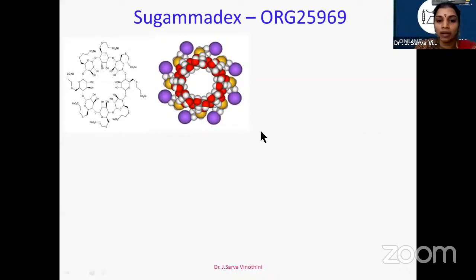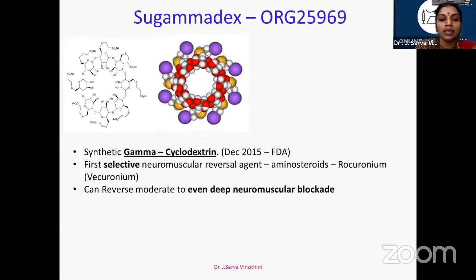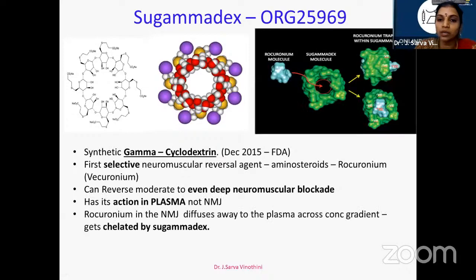So this is Sugammadex, also called ORG 25969, and it is a synthetic gamma cyclodextrin. It is the first selective neuromuscular reversal agent, and it can reverse moderate to even deep neuromuscular blockade. So that is the main advantage. How does it do that? It does not have any chemical interaction at all. It does not degrade rocuronium. It just traps rocuronium within its cavity.